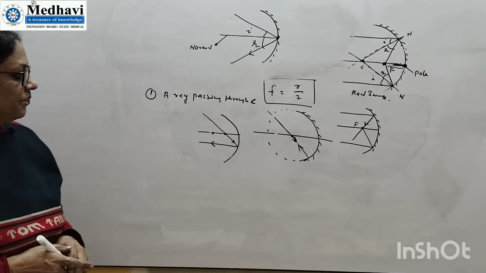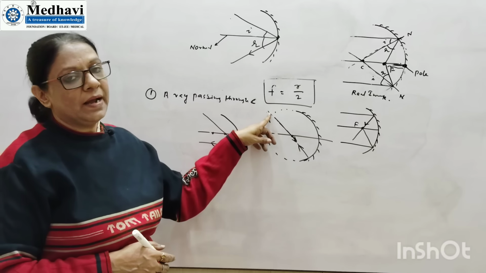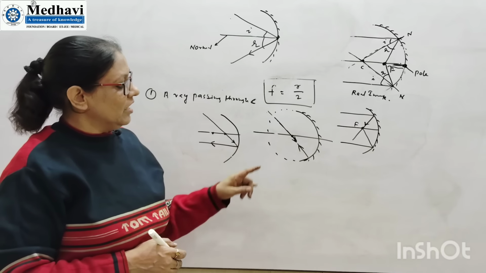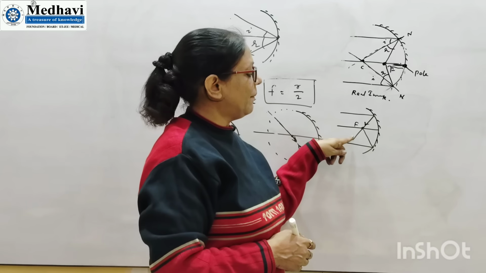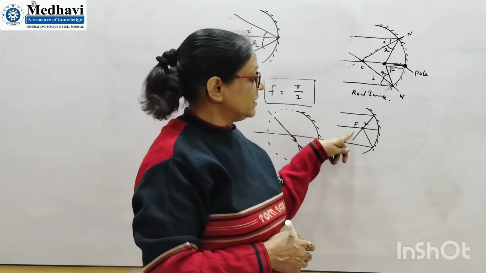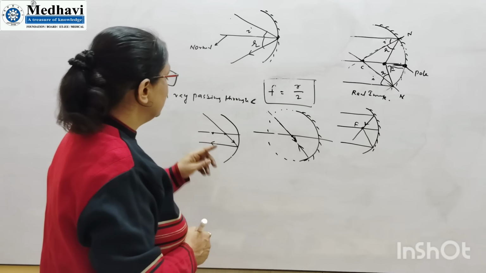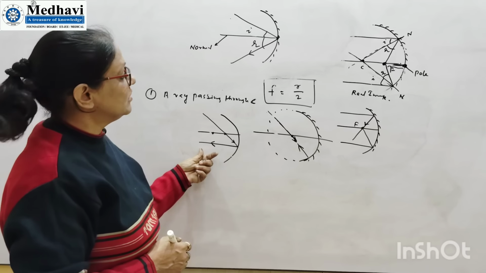First information: if a ray passes through the center of curvature, it will retrace its path in the same opposite direction. If a ray passes parallel to the principal axis, it will pass through the focus, or appears to come from the focus. Third point: if a ray passes through the focus, it becomes parallel to the principal axis.